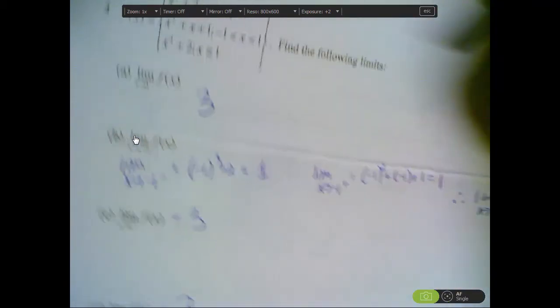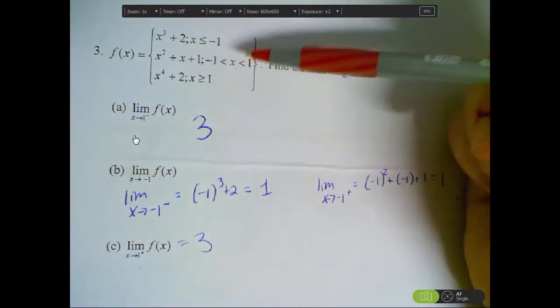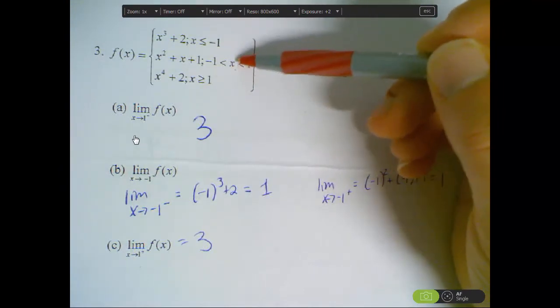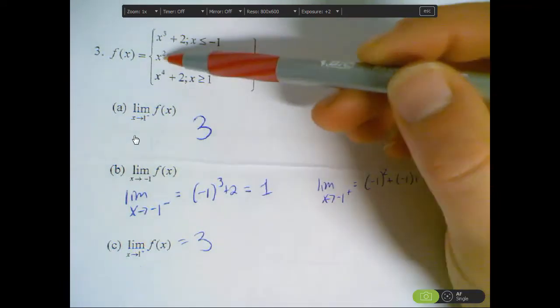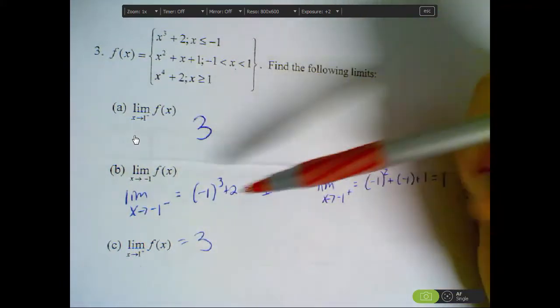the limit as x approaches 1 from the left, we're going to substitute into the second function because that's where all the numbers are smaller than 1. So as we come from the left, we want the numbers that are smaller than 1. Plug in for x and you get that the limit as x approaches 1 from the left is 3.